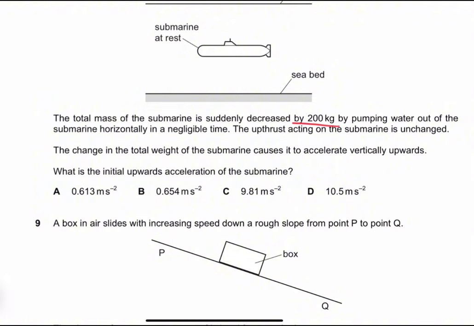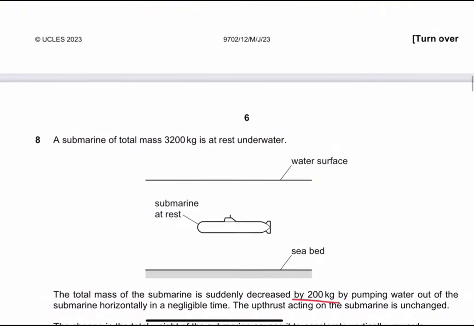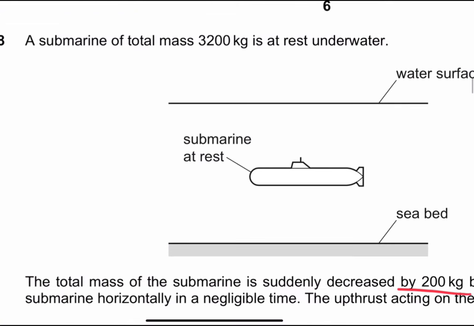The upthrust that acts on this water is unchanged. So let us look at this water. Let us look at the submarine for a second here. The weight is acting downwards on the submarine, right? So let's agree on that. The weight is actually acting downwards on the submarine.